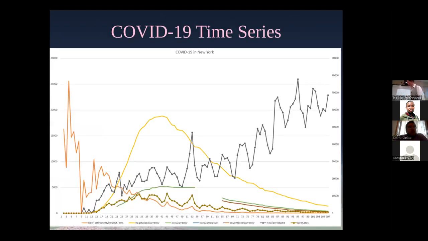This is one. This from New York City in the COVID-19 epidemic, showing a rise in the number of hospitalized individuals in yellow, changes in new positivity per 100,000 tests in the orange here, rises in the number of new cases in brown, which is not visible in person, et cetera, and number of tests shown here in gray.